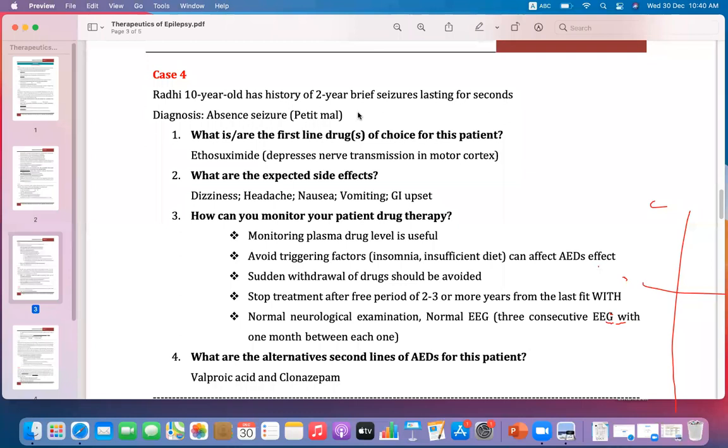seizures lasting less than some seconds, less than 10 seconds. And as we discussed in the lecture, what is the first-line or choice of treatment for this patient? It is ethosuximide. So for the absence seizure, we have to use ethosuximide, which is the preferred drug of choice. Ethosuximide depresses the neurotransmission in the motor cortex.